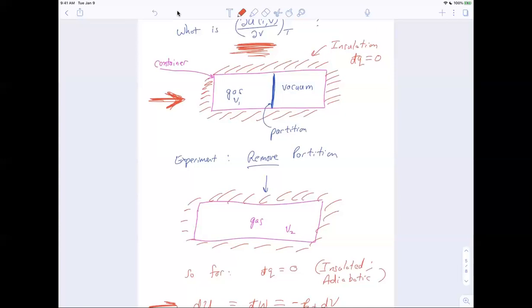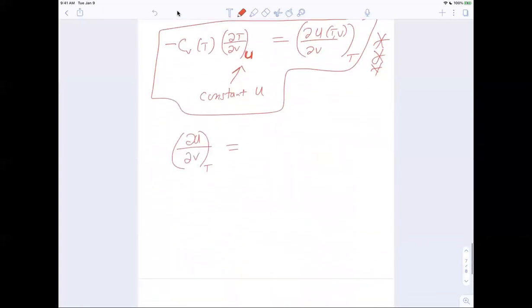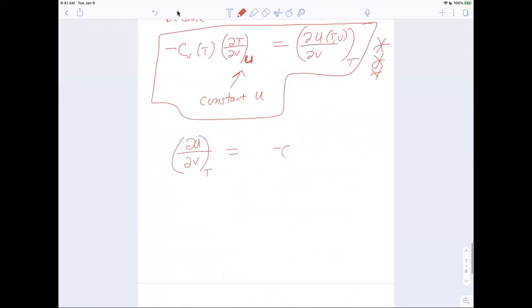That's easy to do, right? You just have different volumes, different size containers. So you can always control the delta V. So this is going to be minus CV of T. We can write this dT/dV as delta T over delta V at constant U as an approximation.